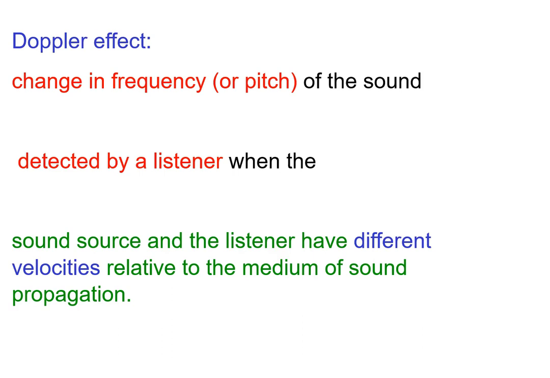So let's have a look at this definition again. Change in frequency of the sound detected by the listener when the sound source and the listener have different velocities relative to the medium of the sound propagation. It means they've got different velocities, in most cases relative to the air, because in most cases the sound will be traveling in the air.